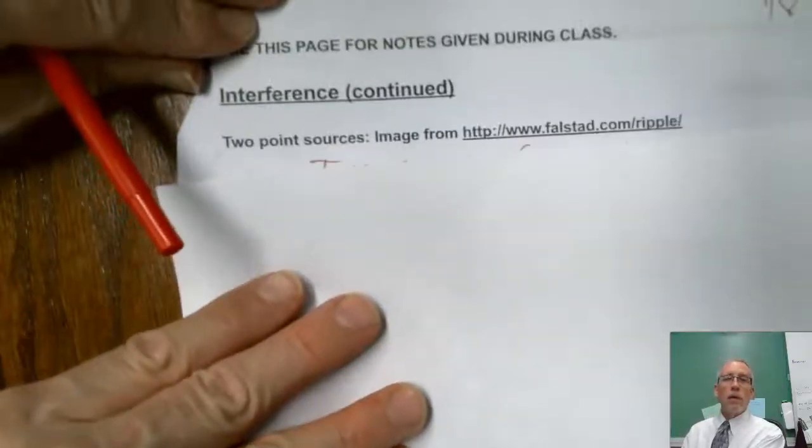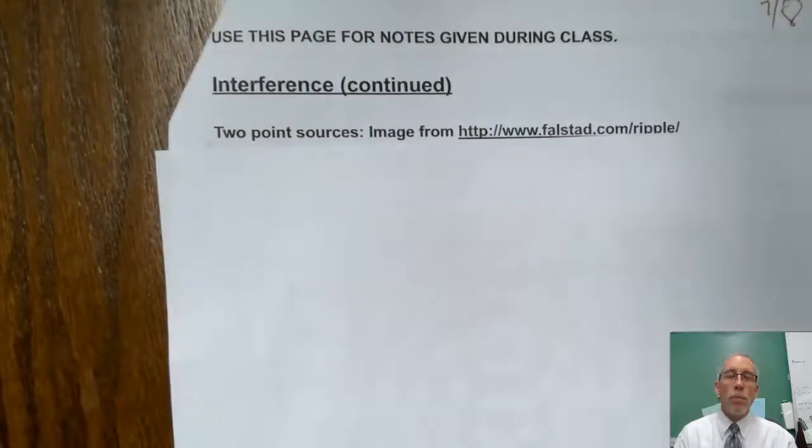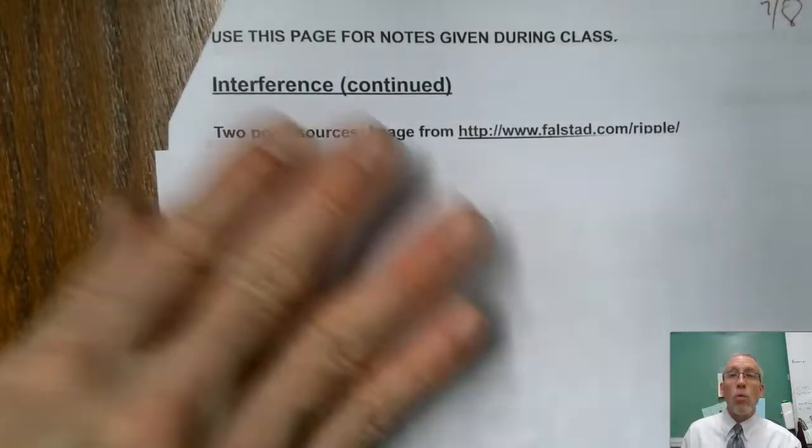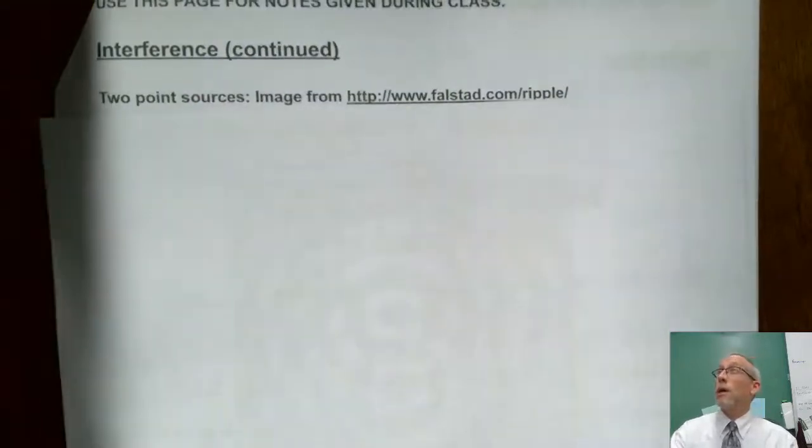Well, hello again. This is a recording of the little mini lecture that I did during class. That was a follow up to my first mini lecture on interference, so there's actually a second one. On the next page of your notes, you'll see it says interference continued, two point sources. There's a picture on there that I'll explain, but I want to show you where that picture came from first.